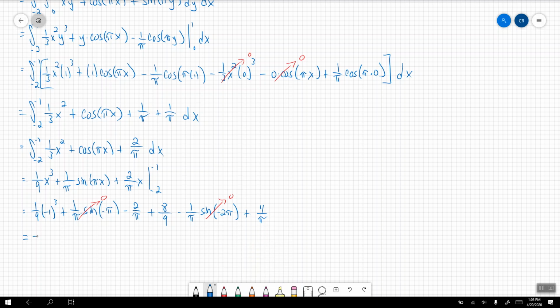We're going to have -1/9. We're going to have plus 8/9. And I believe for those constants, that's it. And then we have -2 over pi plus 4 over pi. All right, this should get us a really nice answer of 7/9 plus 2 over pi. Nice. There is our answer.